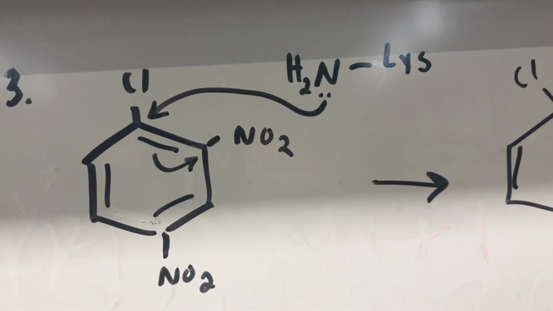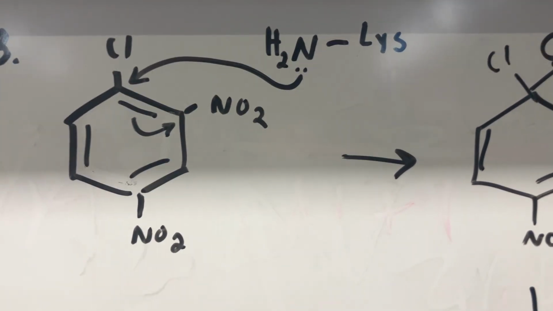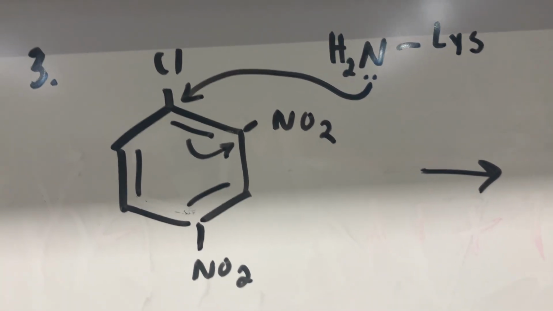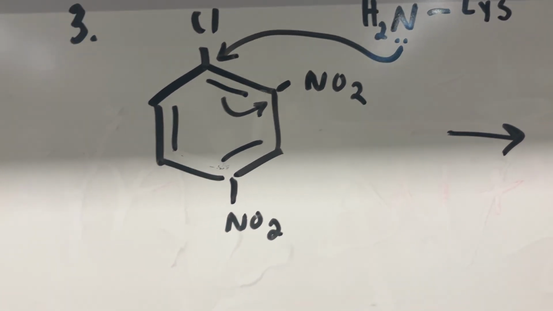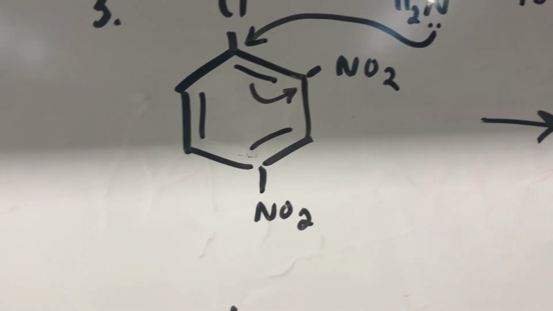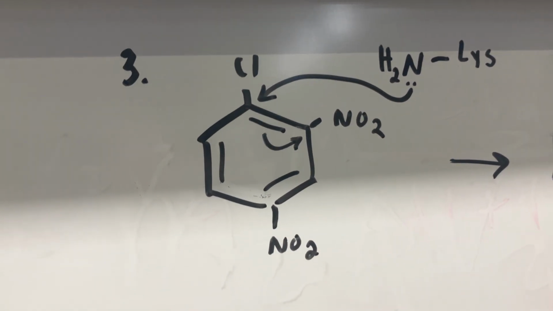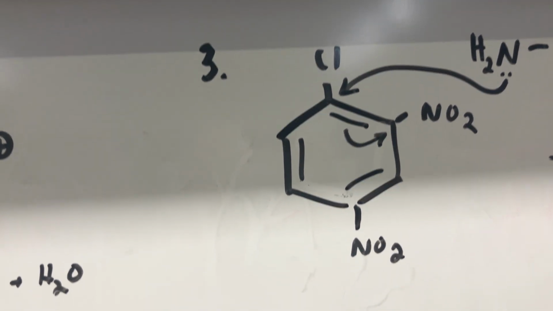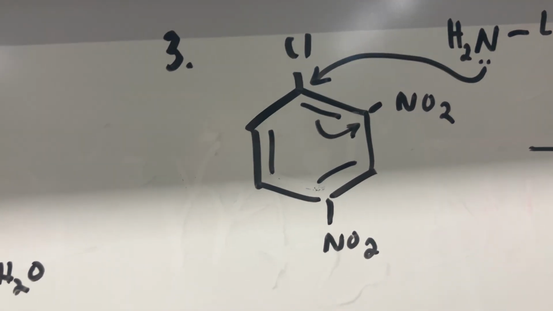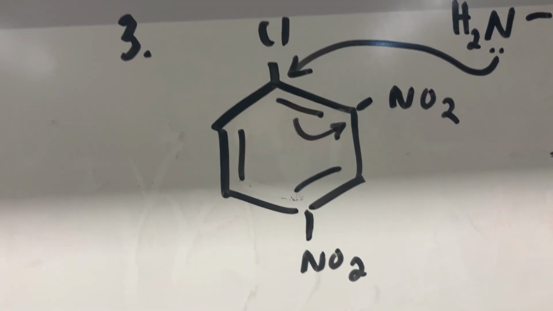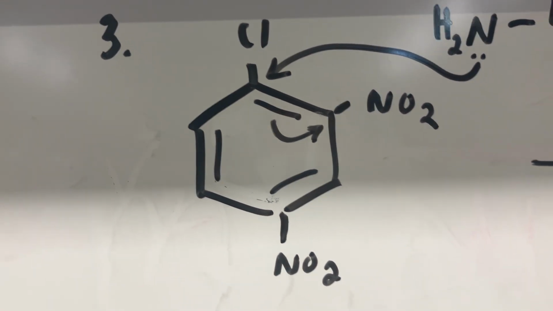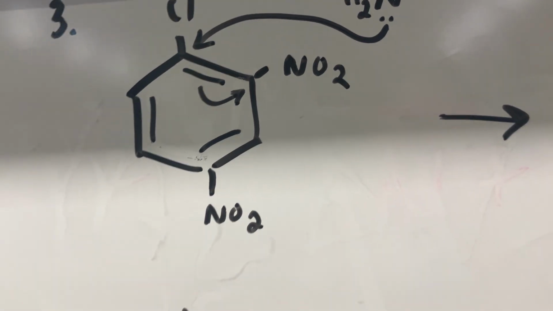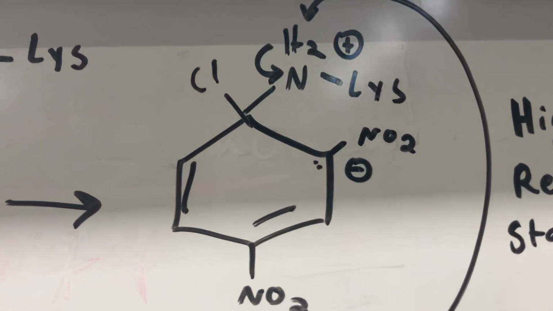So we have lysine, and I just have the rest of it represented as LYS, with its R side chain that ends in a primary amine. And that amine is going to attack the partially positive carbon that the chlorine is on. This is going to cause the pi bond to move into a lone pair on the carbon that the nitro group is on as a negative charge.